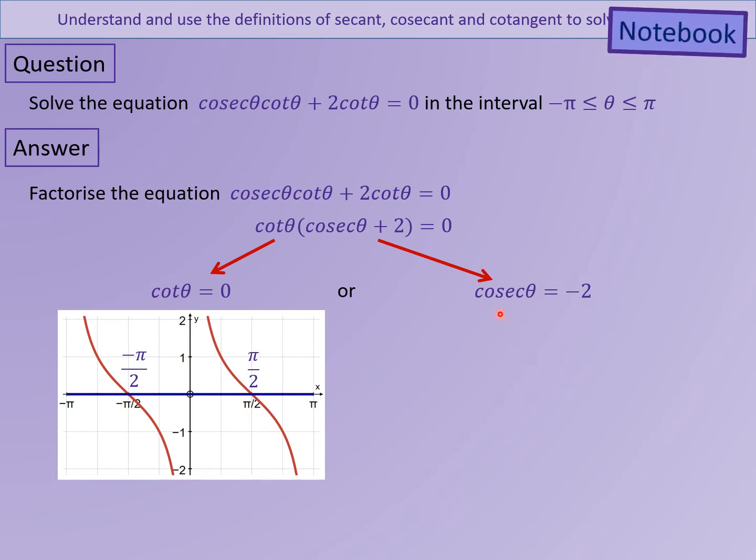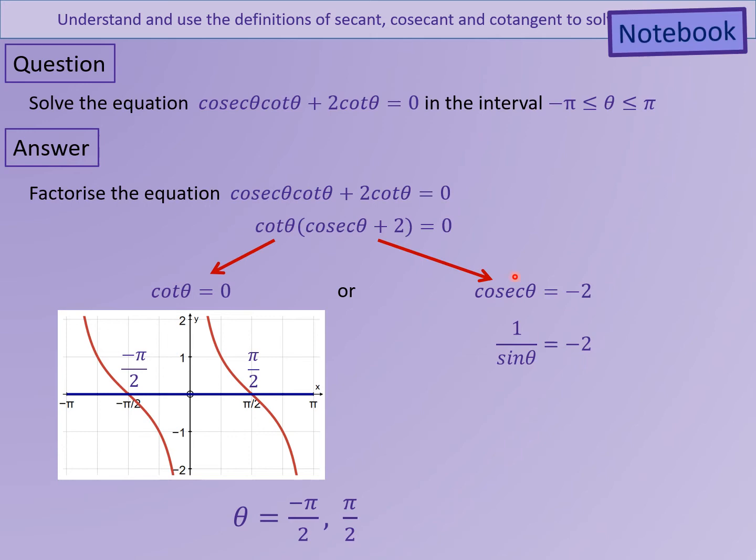So cosec equals minus 2. Don't draw the cosec graph. Think what cosec means. Third letter, S, means it's 1 over sine. Okay, so I can write it as 1 over sine. When does that equal minus 2?